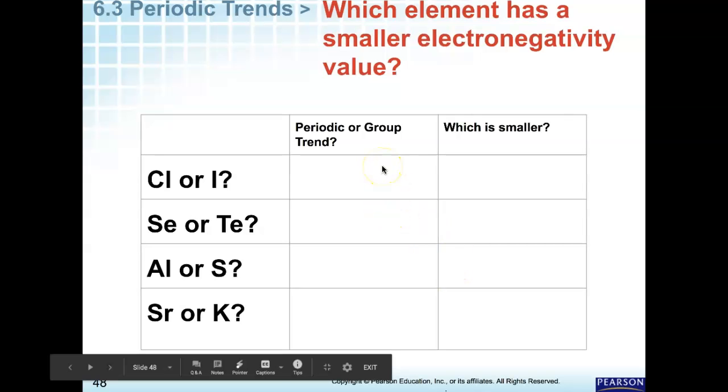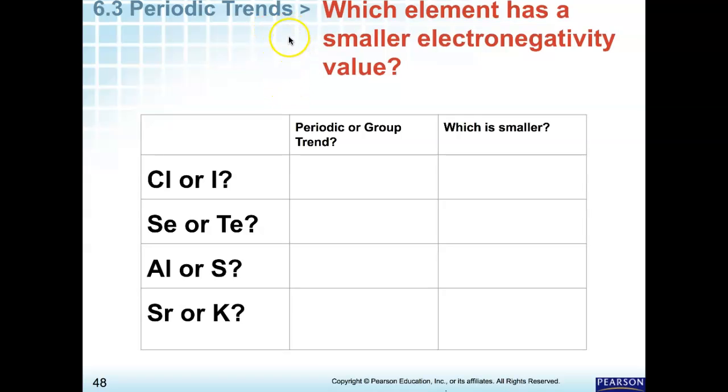Again, I'll do the first one with you. So chlorine and iodine. Chlorine and iodine are both halogens. They're in the same group. So this is a group trend. Which is going to have a smaller electronegativity? Definitely it's going to be iodine. Why? Because iodine has its nucleus farther away, and it's shielded. So it doesn't have as great of a pull on electrons from another element. It's also larger. So go ahead and do the other 3.